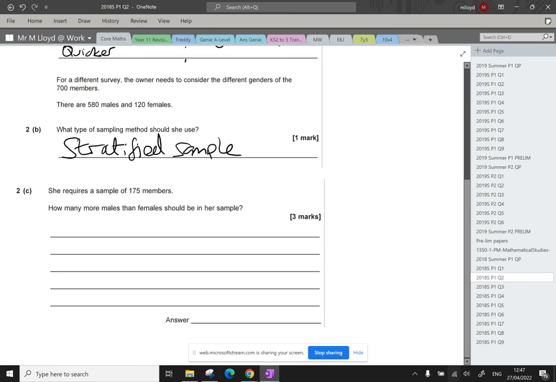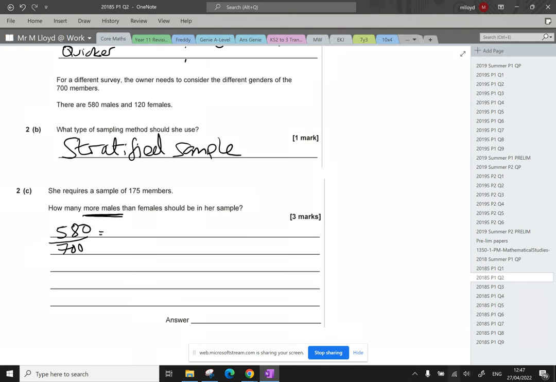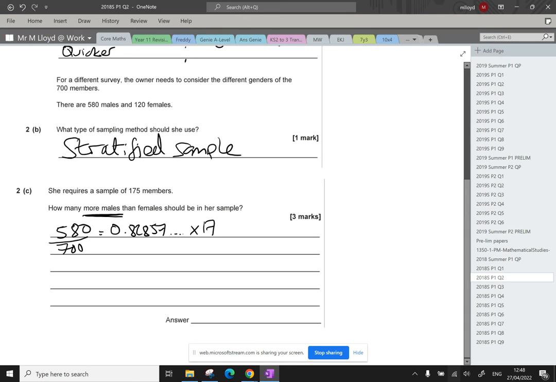Okay, she requires a sample of 175 members. How many more males than females should be in a sample? So that's quite an important bit. So we need to know the split between the males and the females, and then we need to know the difference. So first thing we're going to do, 580 divided by 700. That gives me a long number, 0.82857... Keep that in your calculator because we're then going to multiply it by 175. And that gives me 145, which is really nice.